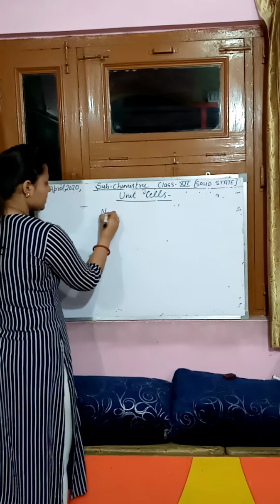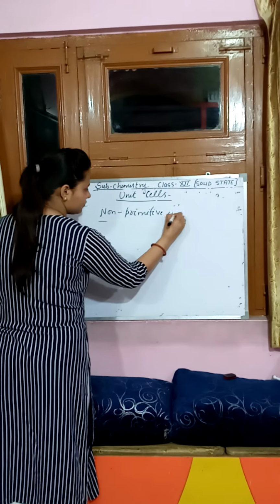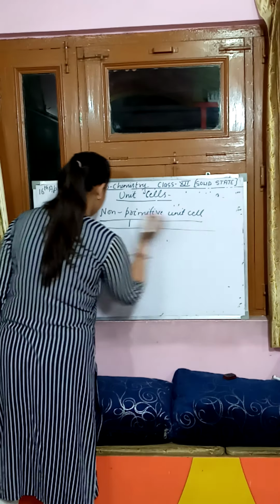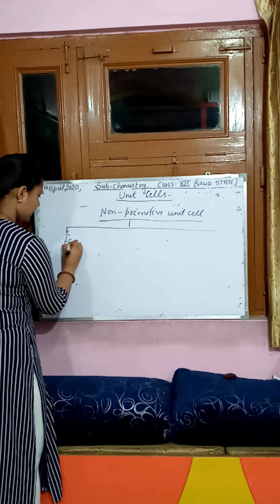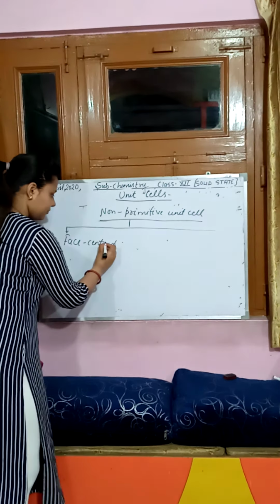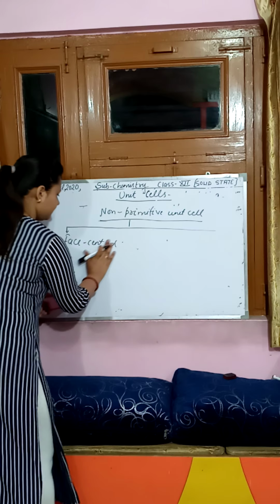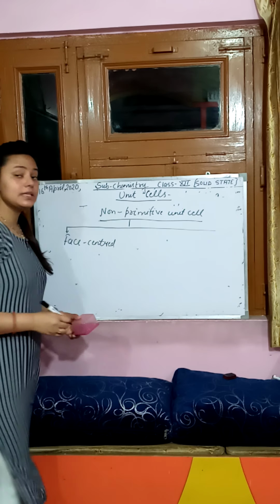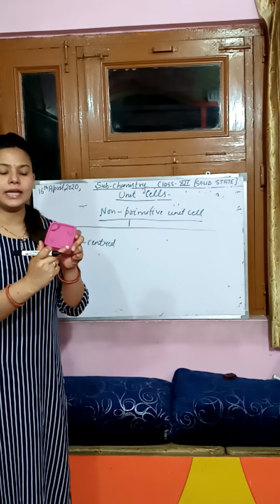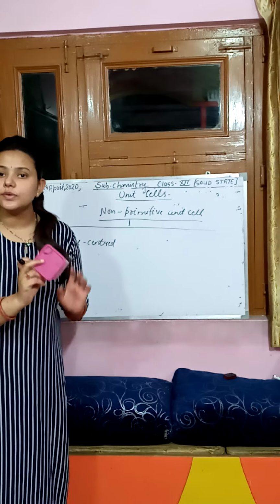So we have to discuss about 3 types of non-primitive unit cells. Okay, 3 types. First one is face-centered. Face-centered unit cell. Now, what do you mean by face-centered unit cell? Atoms or particles are present at the corners and also at each face of the unit cell.